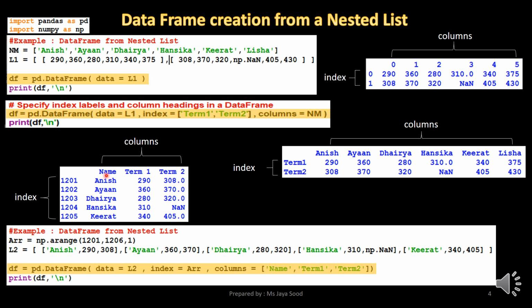The column headings are name, term 1 and term 2 and the row labels are 1201 to 1205 which are coming from the ND array ARR.